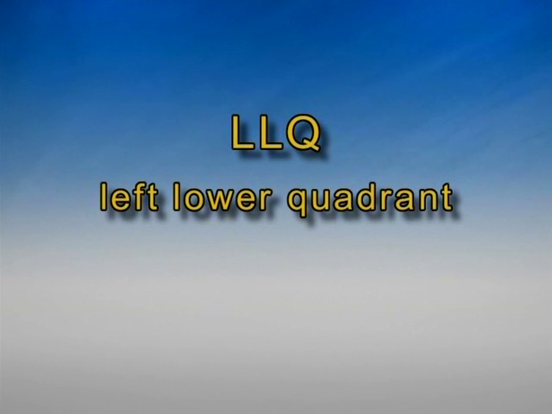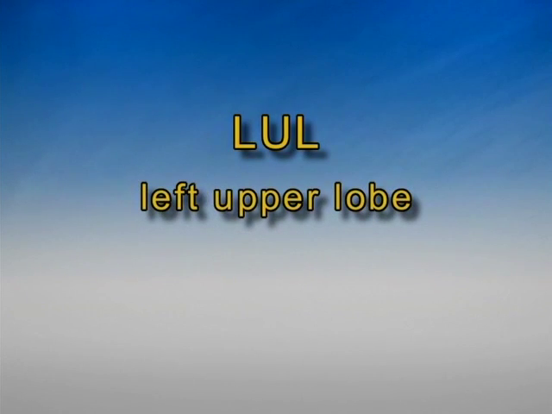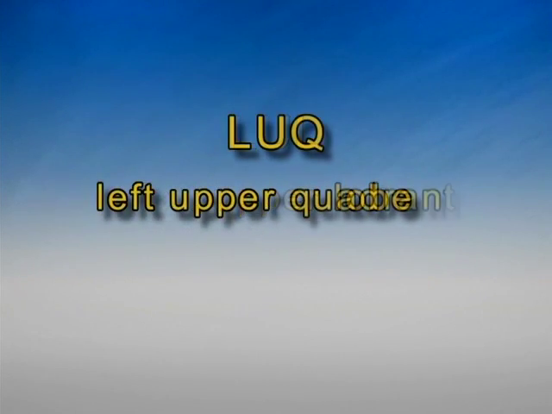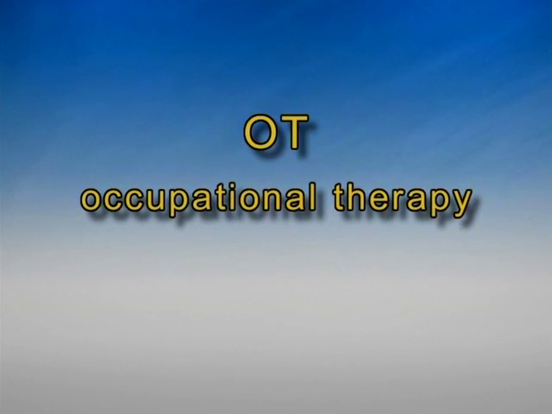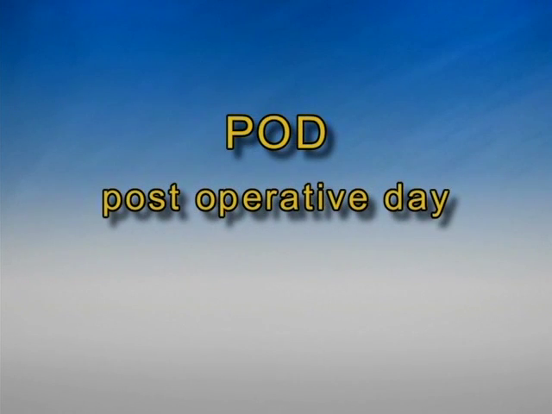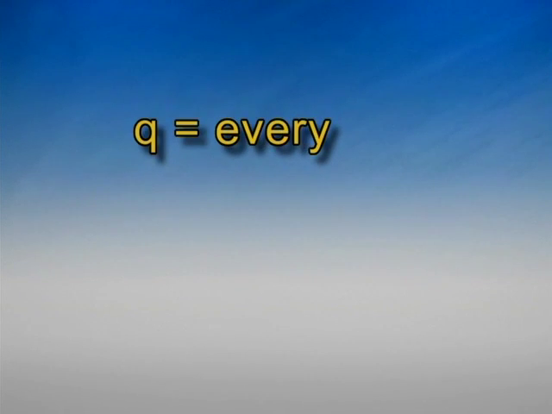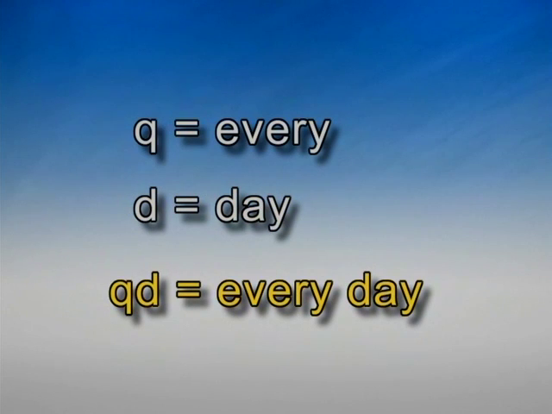LLQ is left lower quadrant and refers to the abdomen. LUE is left upper extremity. LUL, left upper lobe, again in the lung. And LUQ is left upper quadrant of the abdomen. N and V is nausea and vomiting. OT is occupational therapy. PE is physical exam. POD is postoperative day. Q means every, and little d is day, so QD equals every day.